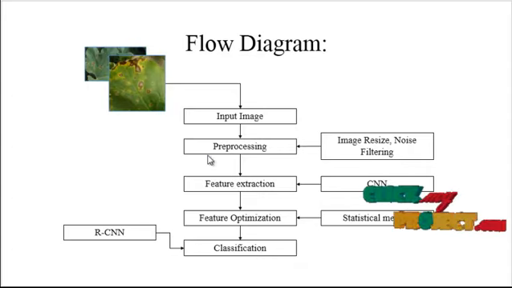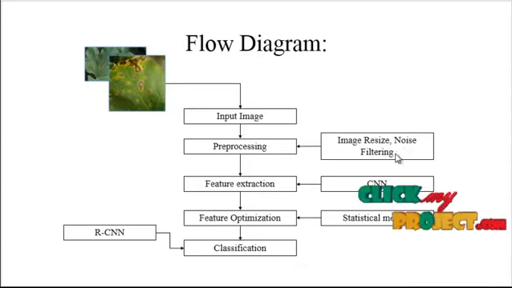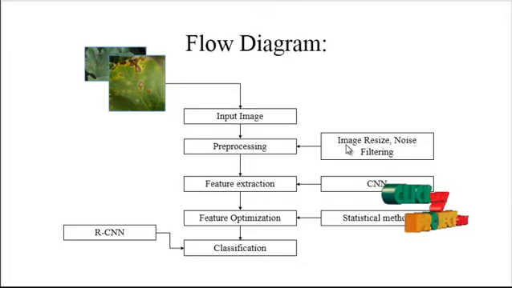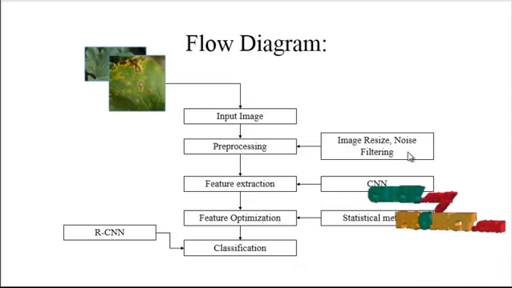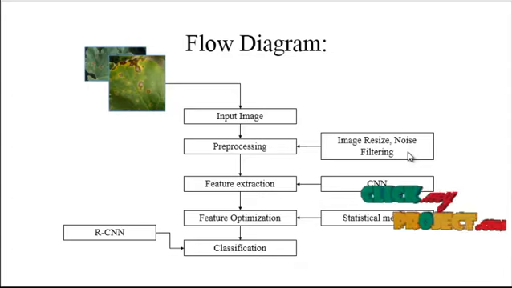In this preprocessing step, the first step is the image resize. Then the second step of the preprocessing is the noise filtering. In image resizing, the image will be resized into an optimum size. For example, if it is 1000 cross 1000 pixels, it will be converted into 256 cross 256. Once the resize is completed, noise filtering is applied to remove the noise present in the image. If there is any noise present in the image, it will be removed by this noise filtering algorithm.